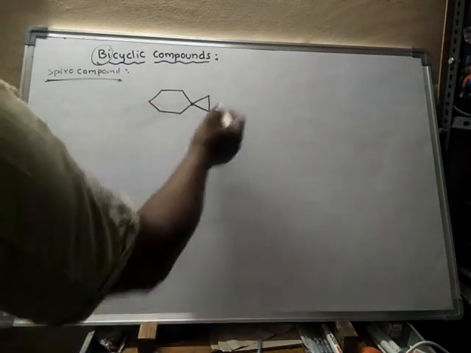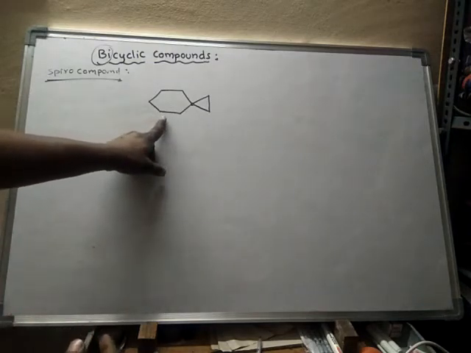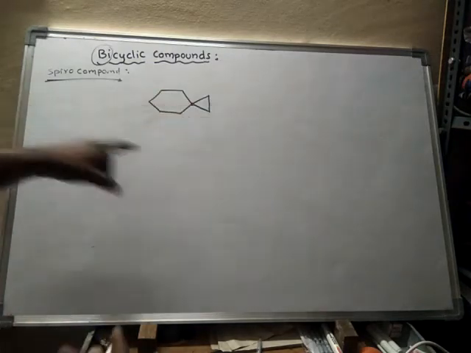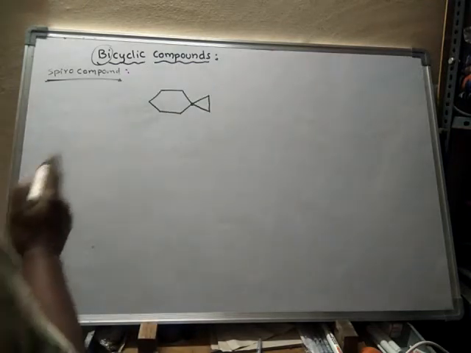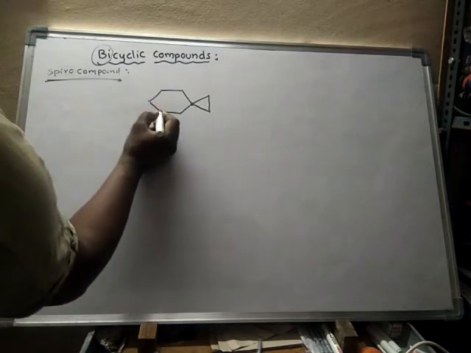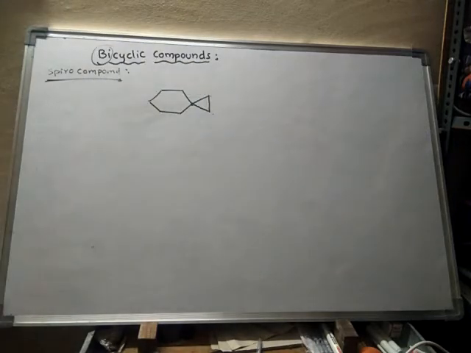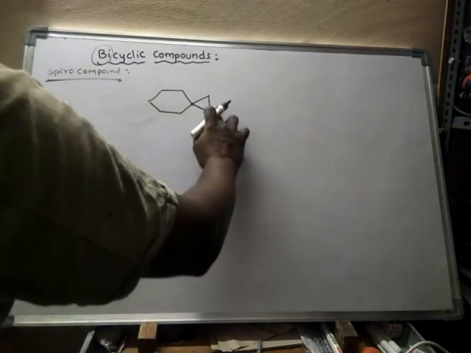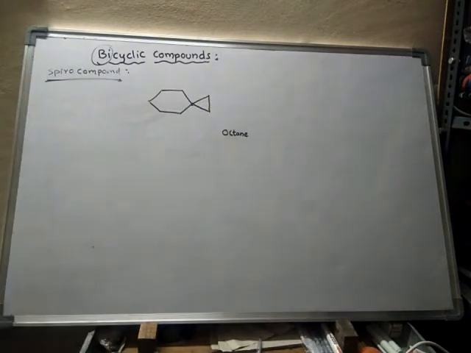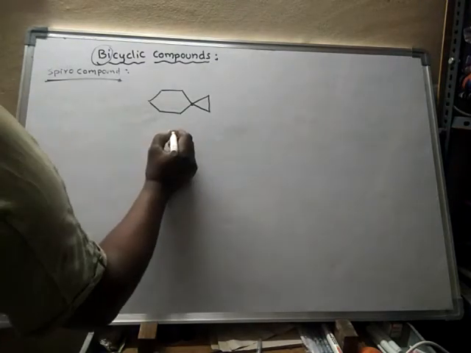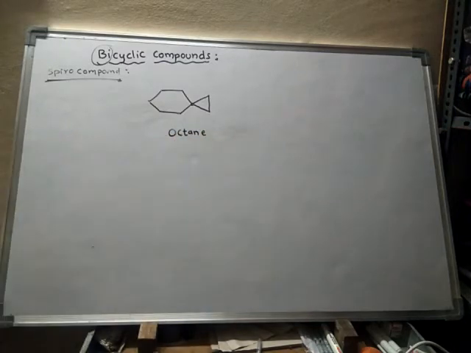What is the root word for this one? For writing the root word, we have to count all the carbons. All the carbons present in the compound should be considered for writing the root word. So how many carbons are there? 1, 2, 3, 4, 5, 6, 7, 8 carbons. Altogether 8 carbons are there. So the root word will be octane. I'll write it here.